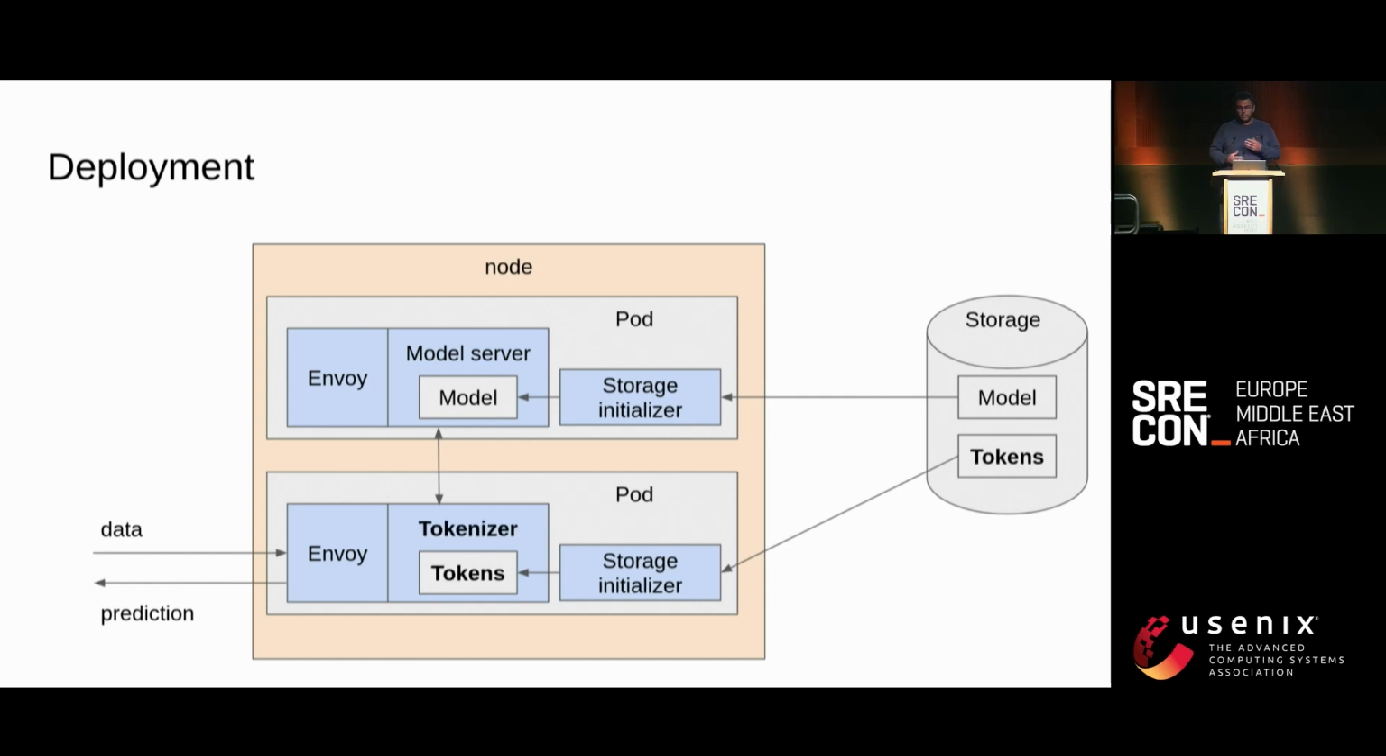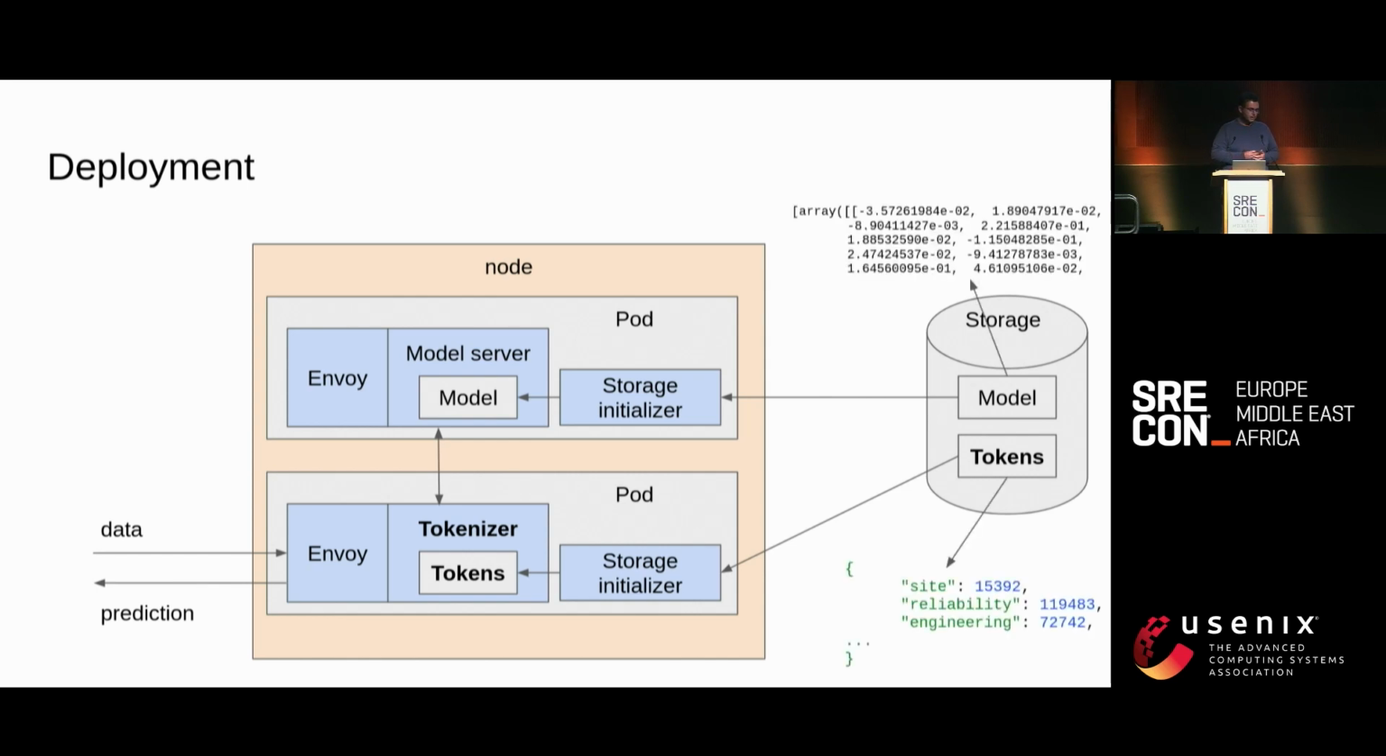In the world of NLP, natural language processing and language models, we usually call these transformations tokenization, because it's just about getting a word and mapping it to a number. Actually, it looks like this. These are the numbers for site reliability engineering from the most popular tokenizer. And we have already seen the model weights, how they look. So these are the two files that we have in our storage.